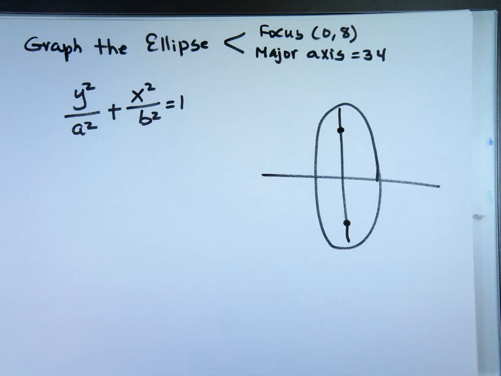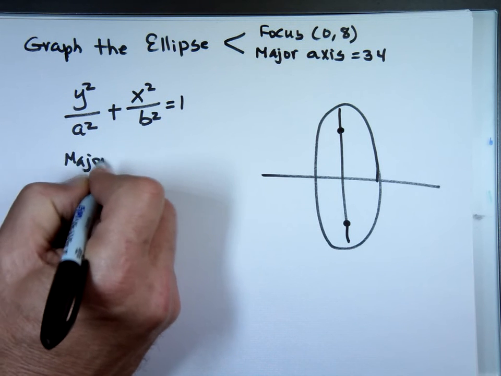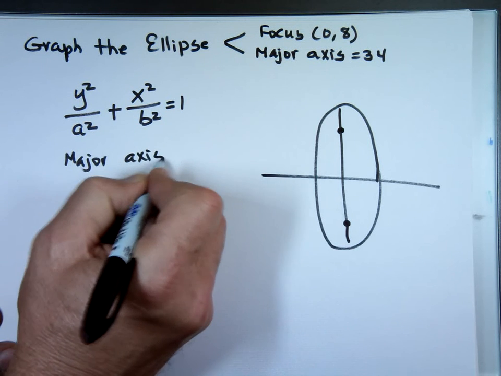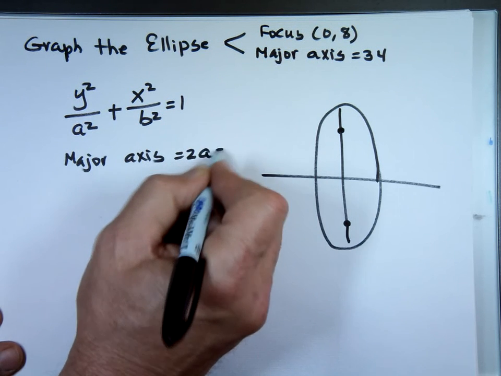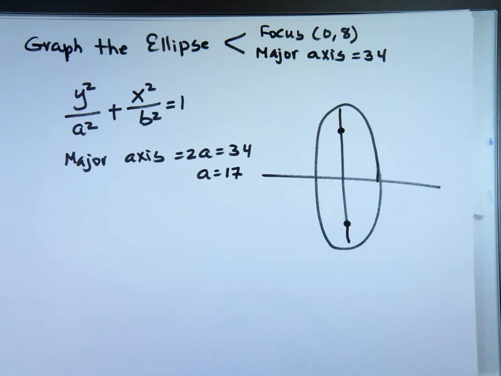If I know what a and b are, I'll be in good shape. We know a. Major axis equals 2a, and that's equal to 34. A is 17. How do we find b? Start doing some algebra.